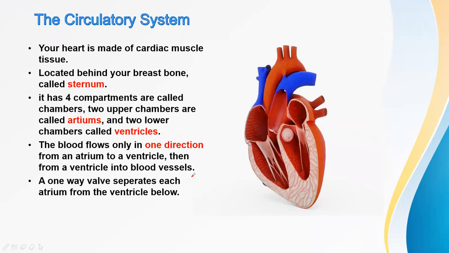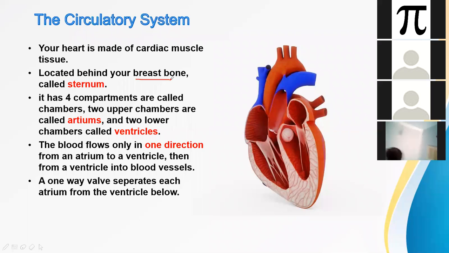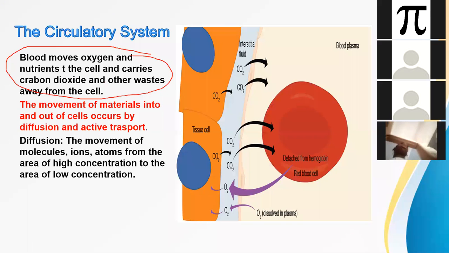Well, let's talk about the first part of our cardiovascular system. On the screen, you are seeing the picture of the heart. Your heart is made of cardiac muscle tissue. Normally, this heart is located behind your breastbone. Let's have a look at the other picture.